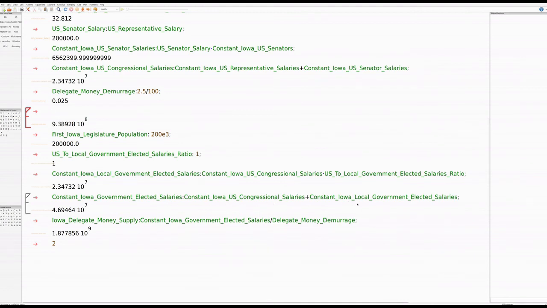So if we want to figure out the property values that would be required to support all that government service, we're looking at all those salaries added up, divided by the demurrage, which is a term for basically the rate of insurance on the property values, $2 billion. And that is where the money supply figure is estimated for the Iowa delegate dollars.